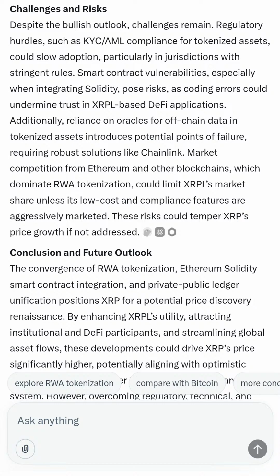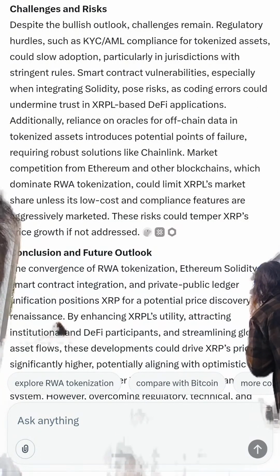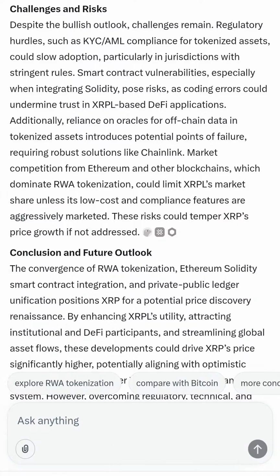Well, guess who's partnered with Ripple and XRP? Chainlink is. Oh wow, you can't even make that up. So let's keep going. Market competition from Ethereum and other blockchains with dominant RWA tokenization could limit XRPL's market share unless its low cost and compliance features are aggressively marketed. These risks could temper XRPL's price growth if not addressed.